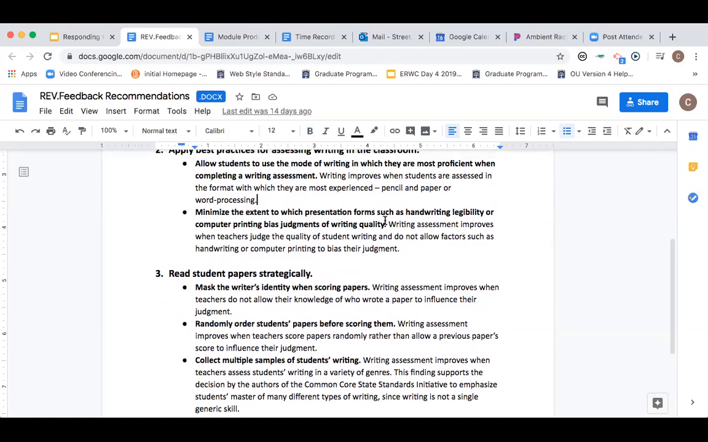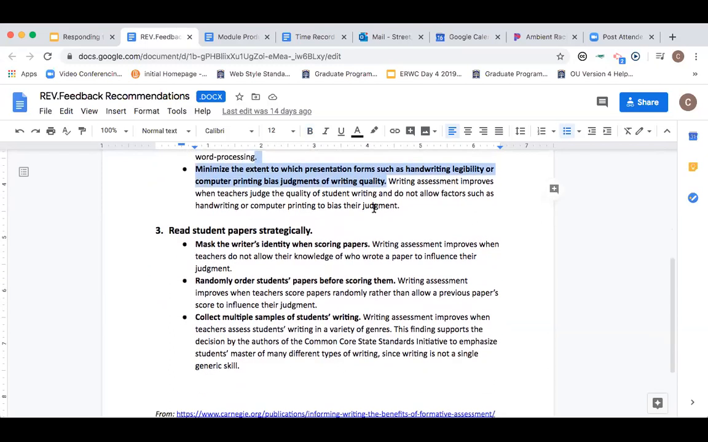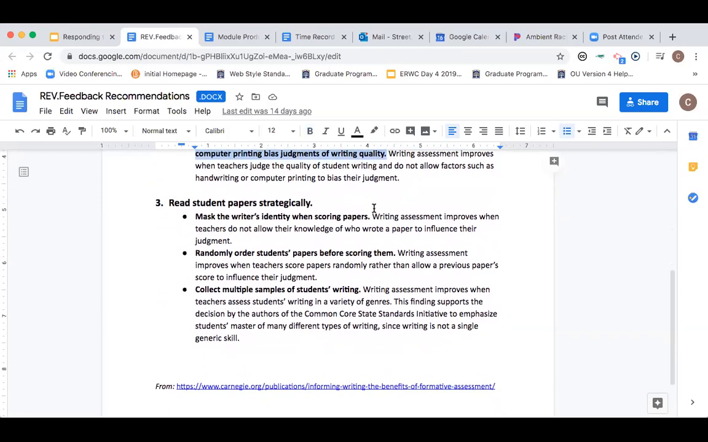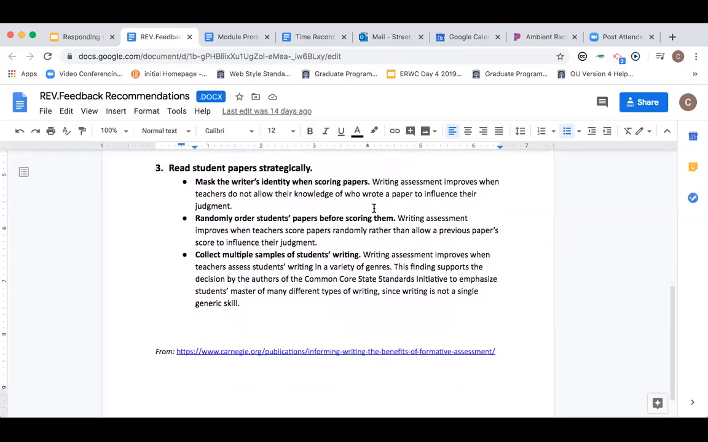This is a hard one. I don't know how you can possibly minimize the extent to which the presentation forms such as handwriting legibility matters in terms of when we make judgments about quality, but he does mention that for us to try and keep the legibility issues in the background and let the quality of the writing dictate what we have to say about their writing. And then a few suggestions in terms of how to read papers.